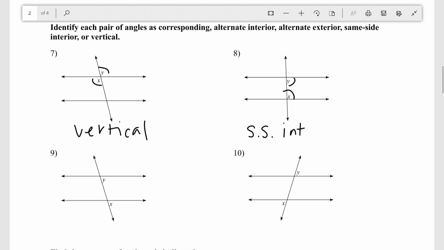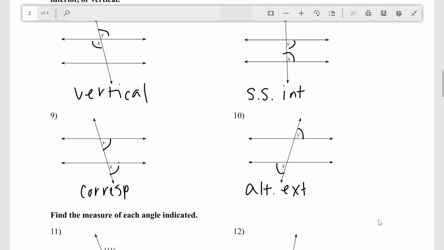Number 9, I'm seeing that X and Y fall in the same corner around the two different intersections, so that would be considered corresponding. And then lastly, number 10, I'm seeing my X and Y angles are on the outsides of my parallel lines and opposite sides of my transversal. Therefore, we have alternating exteriors.